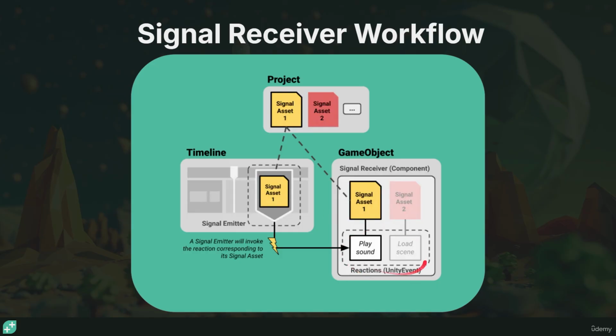We can rig up a Unity event to really do whatever we want. A signal asset is the association between the signal emitter and the signal receiver. You can actually reuse the signal asset in many timeline instances over and over again. Let's hop back into Unity and get our hands dirty rigging something like this up.